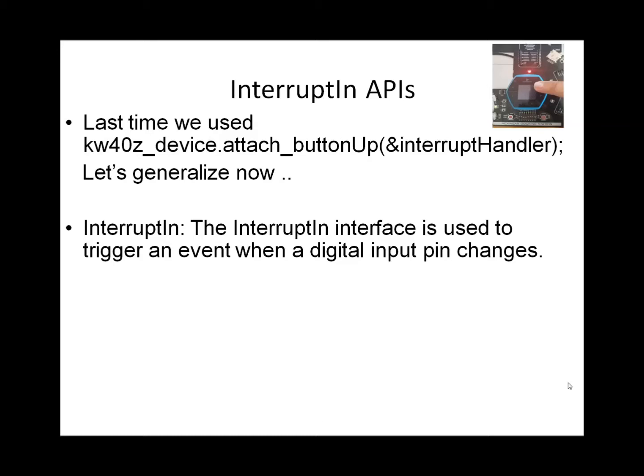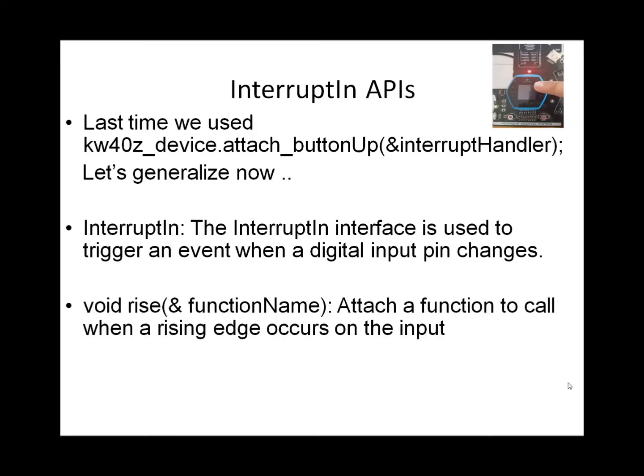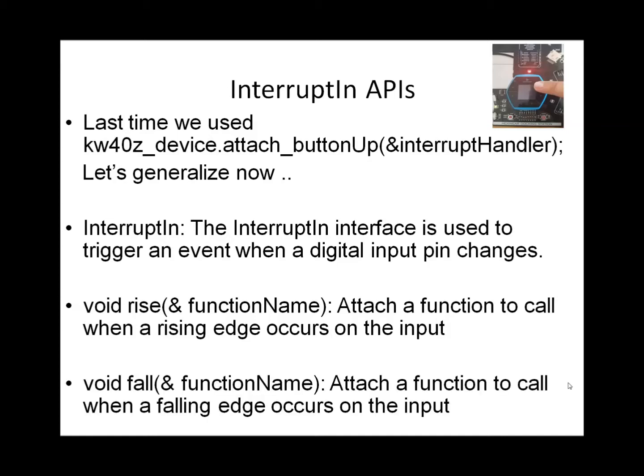So now let's generalize. It's not just button up, button down. We need to have some general stuff over all the pins. So there is an API, or structure, called InterruptIn. It's like an interface to trigger an event on a digital input, any pin on the hardware. It's not only attached to the button up, button down, whatever. You can deal with any pin. And it has two main important APIs for me, the rise API and the fall API.